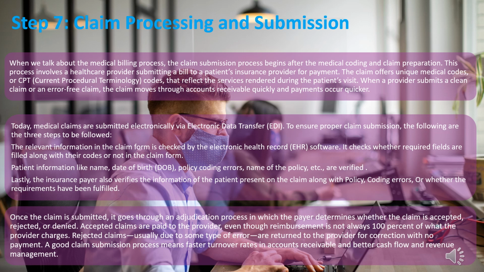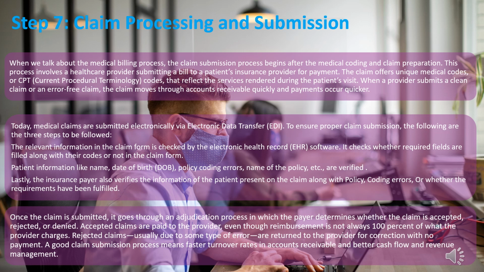To ensure proper claim submission, the following are the 3 steps to be followed. The relevant information in the claim form is checked by the Electronic Health Record (EHR) software. It checks whether required fields are filled along with their codes or not in the claim form. Patient information like name, date of birth (DOB), policy, coding errors, name of the policy, etc., are verified. Lastly, the insurance payer also verifies the information of the patient present on the claim along with policy, coding errors, or whether the requirements have been fulfilled.